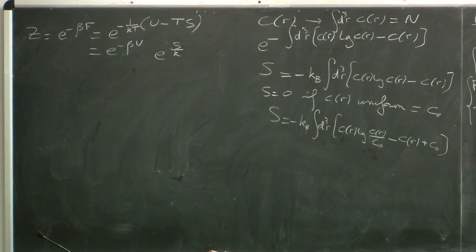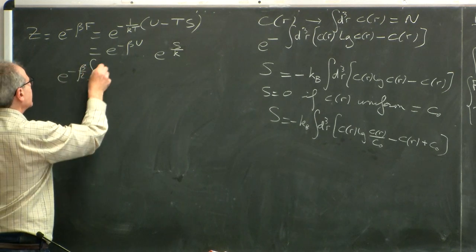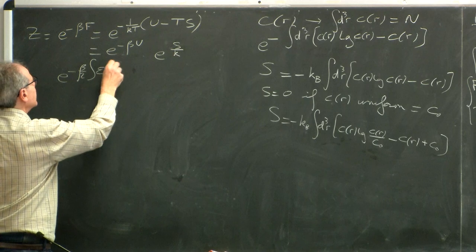You wrote Z, and you equated it with e to the power S by k. And where is e to the power minus beta U? The e to the minus beta U was the term e to the minus beta over 2 integral epsilon gradient phi squared.